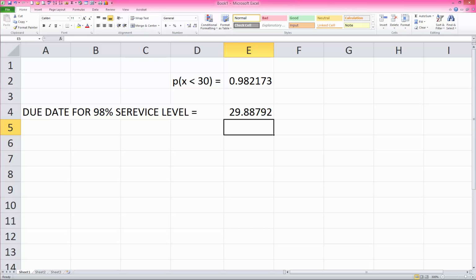So that's how you compute probability estimates for a PERT project.